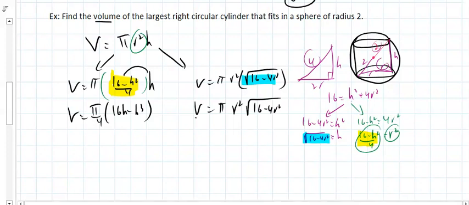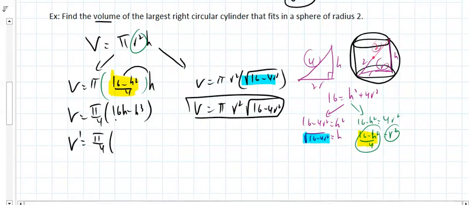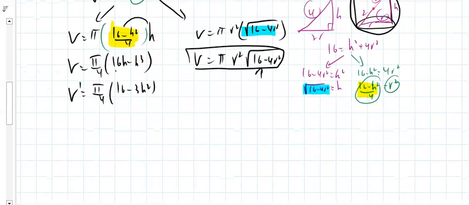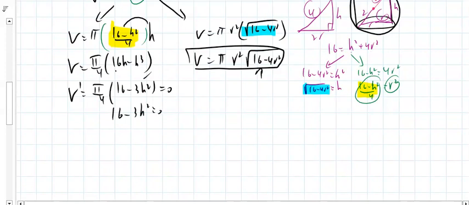And of course, you could see the derivative here is a lot more work than this. So if I take V prime here, that's pi over 4 times the derivative of this, which is 16 minus 3h squared. That's a lot nicer to work with than this radical. They both give the same result. Why not just go with the simpler? Where does that equal 0? Well, multiply by 4 over pi on both sides. You're looking at really 16 minus 3h squared equals 0, or simply h squared equals 16 over 3, and h will equal 4 divided by radical 3.